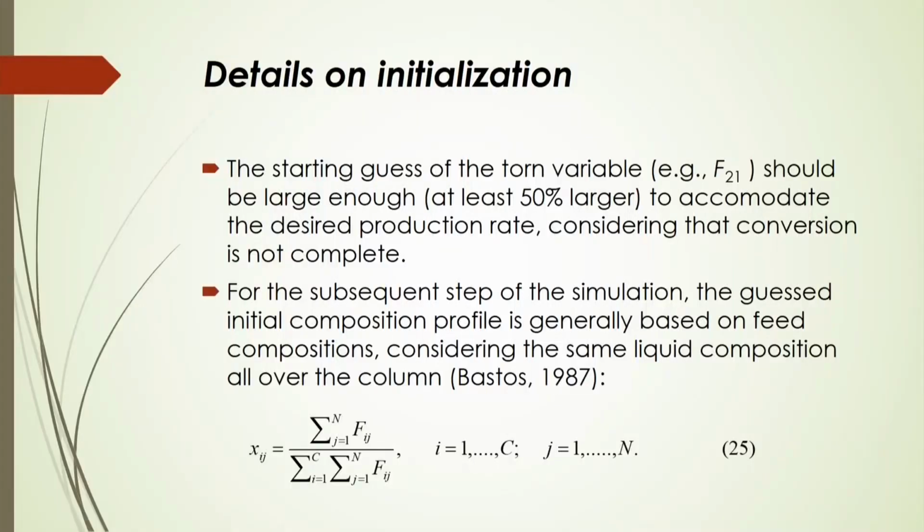In that case it can be large enough, but at least 50% larger to accommodate the desired production rate. That will consider a conversion which is not complete there. For the subsequent steps of the simulation, you can guess the initial composition profile generally based on the feed composition, considering the same liquid composition all over the column. As per Bestos in 1987, you can use equation number 25 for this initial composition guess.